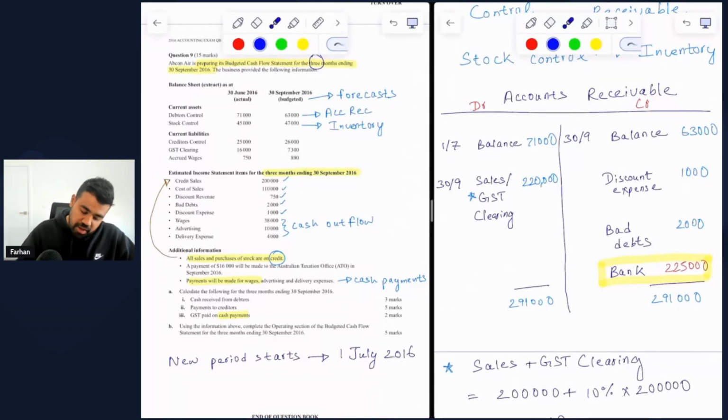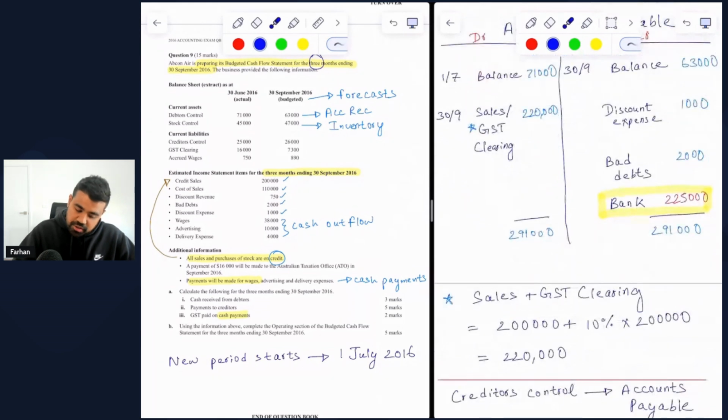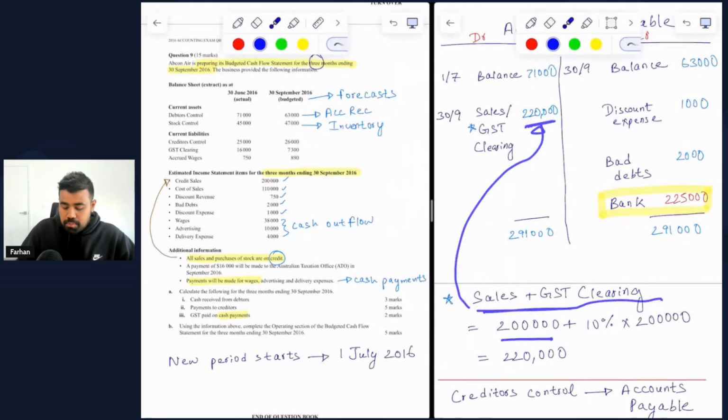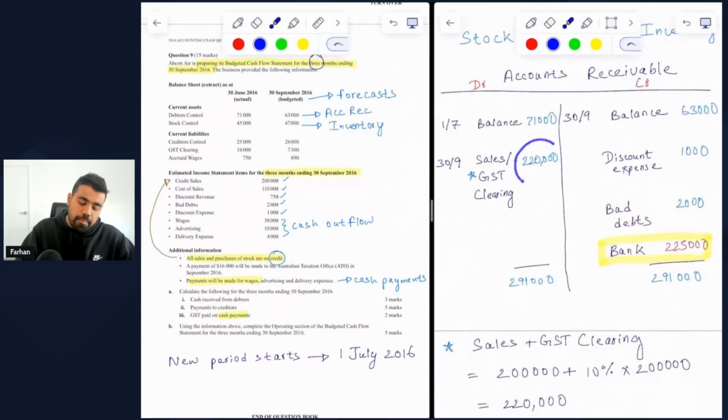Now, I want to find the value of this credit sales, including GST, the one that you can see I've included here. So how do we find the amount including GST? The original sales are 200,000 plus an additional 10% applied on 200,000, which is the GST rate for Australia. And that gives us $220,000 as the credit sales, including GST, which is what you can see here on the debit side of the accounts receivable ledger account.